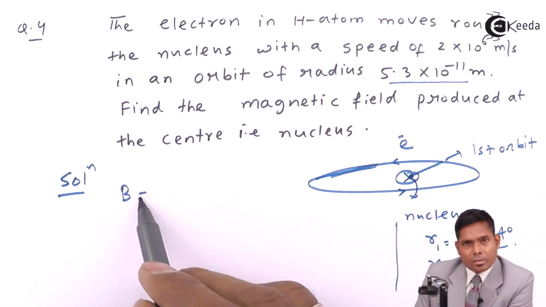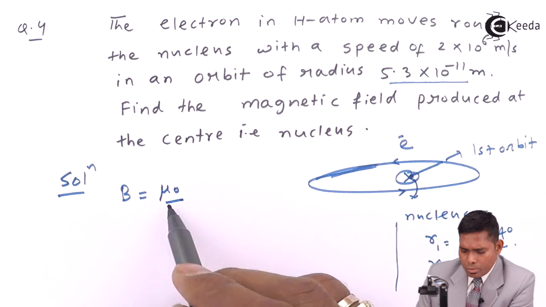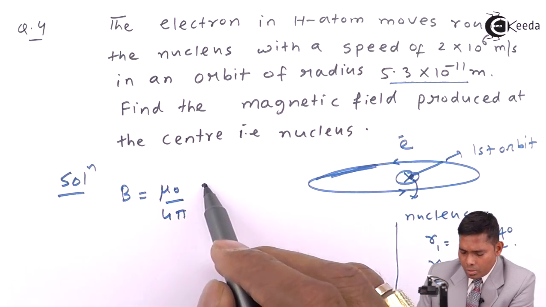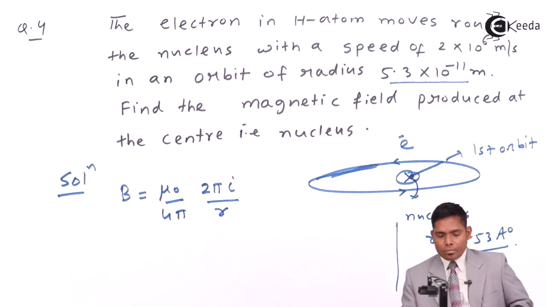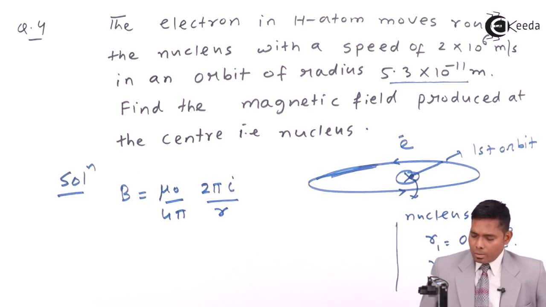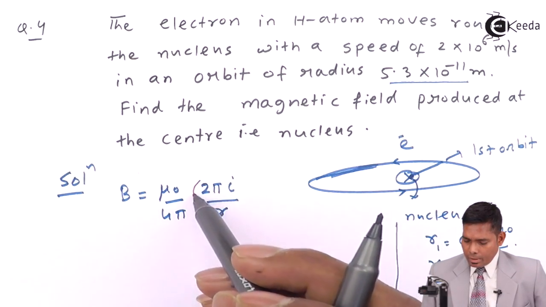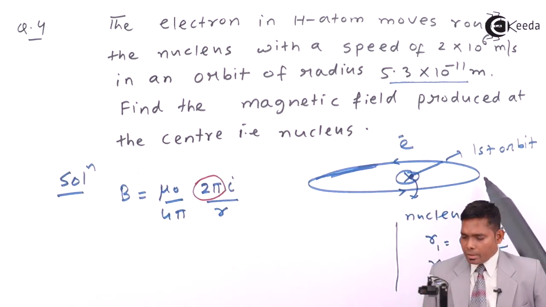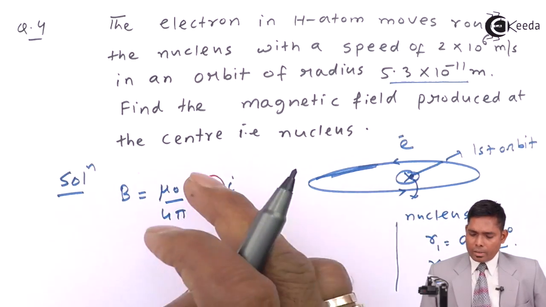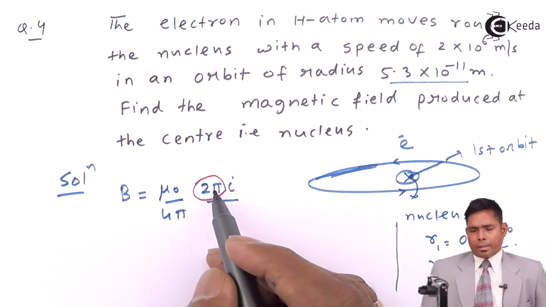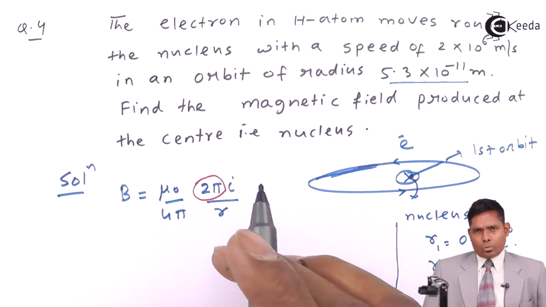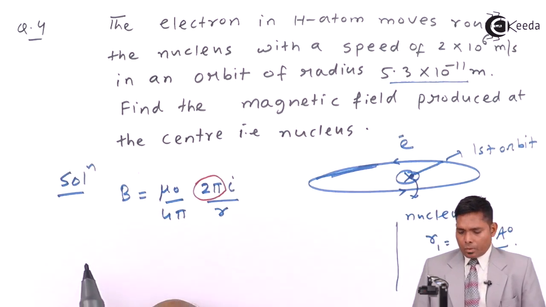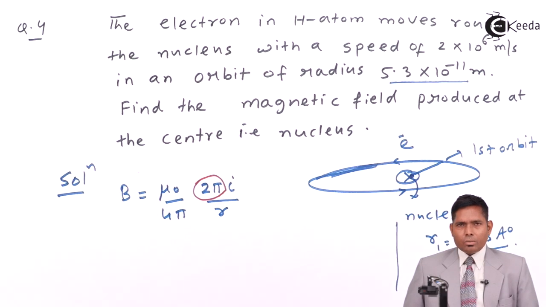The magnetic field at the center of a circular coil is given by mu 0 by 4 pi, 2 pi I divided by R. This is for a full circle, because this 2 pi basically comes from the angle you consider. For a circular coil, this angle is 2 pi. If it is a half circle, it is pi. If it is 1/4 of the circle, that is pi by 2, and so on. So basically, this is theta that we discussed in our theory.